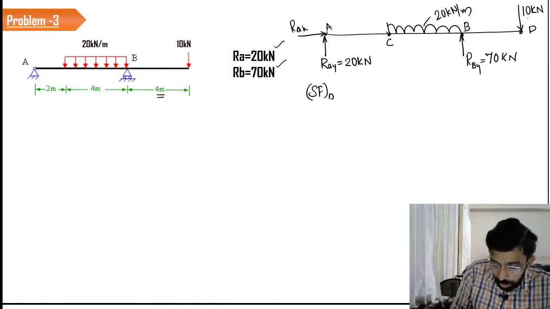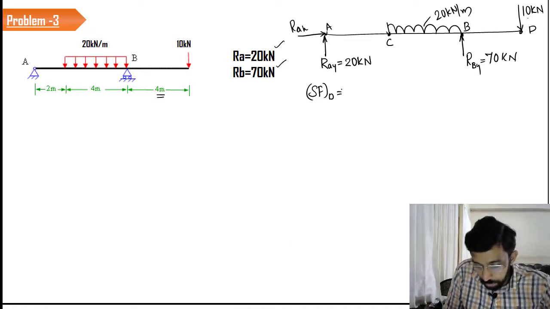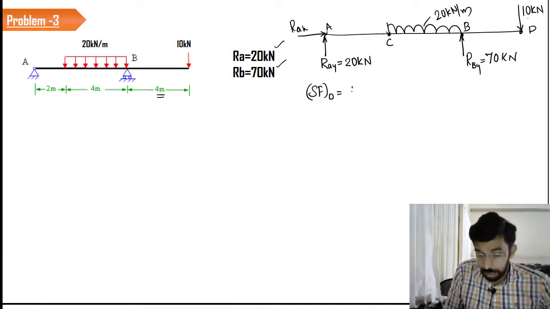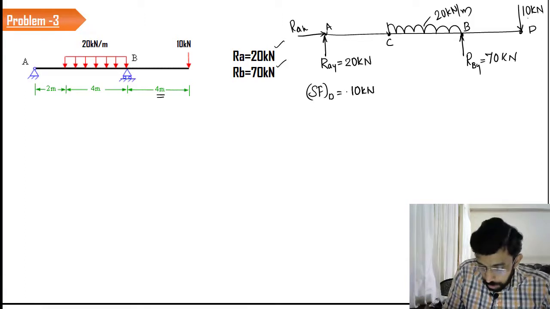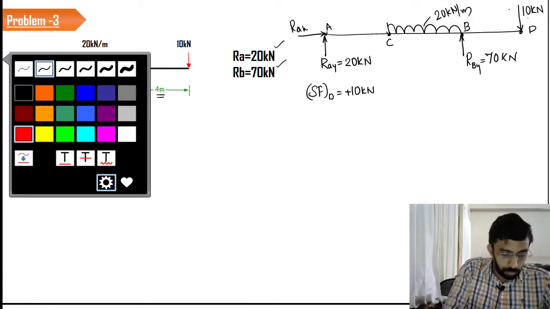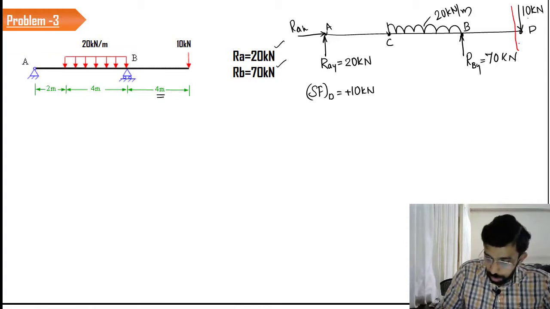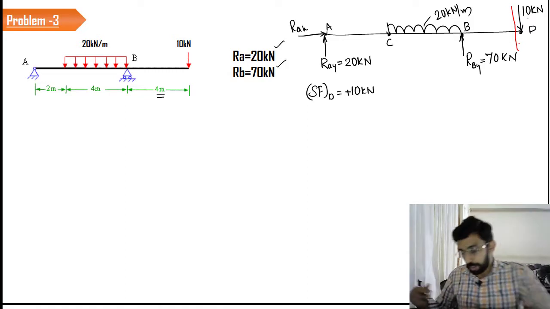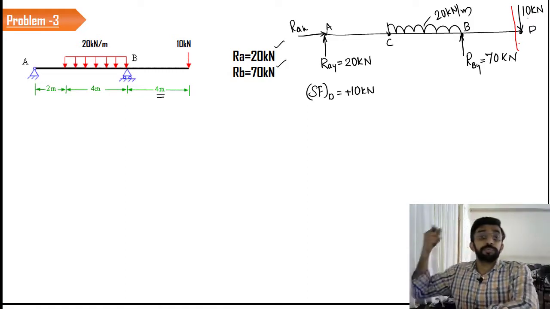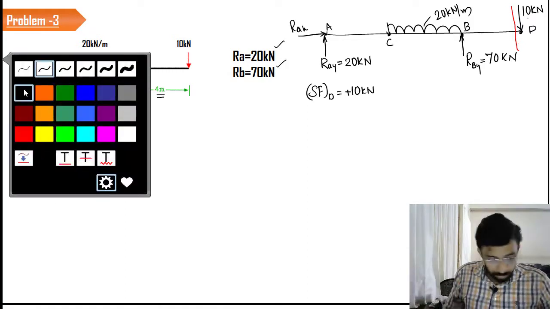So what is the value of shear force at D? The value of shear force at D is equal to 10 kilonewton and the value is going to be positive, because if you consider a section right here, the force is on the right hand side in the downward direction, that is going to be positive.